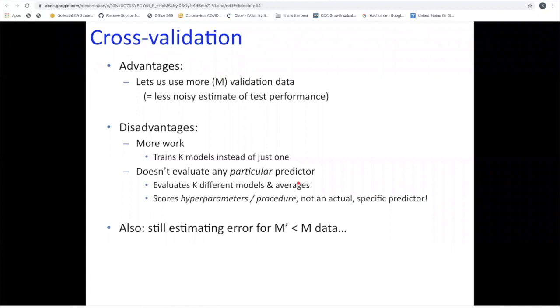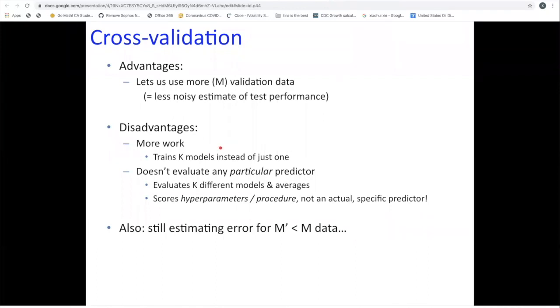The advantage of this cross-validation is that it allows you to use more validation data instead of the fixed split in the scheme we talked about. If you use a fixed training and validation split, your overall evaluation is based on only a few data samples. But with cross-validation, you essentially can use every data sample for validation. However, there are disadvantages. There is more work here. You have to train K models instead of just 1 model. So that's more work to do.